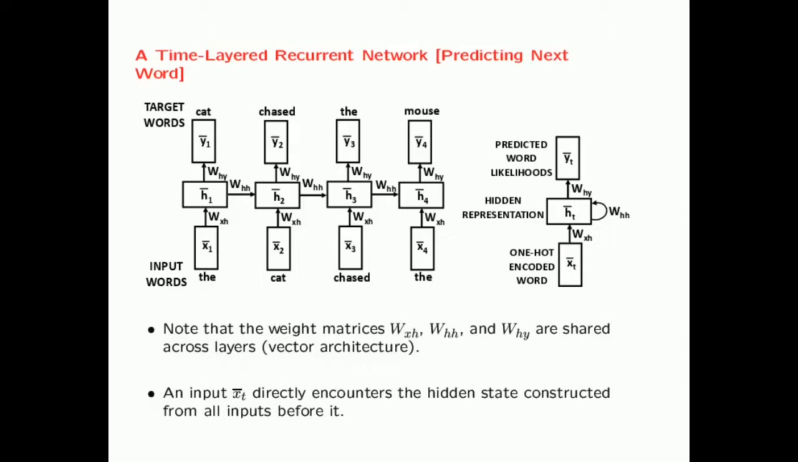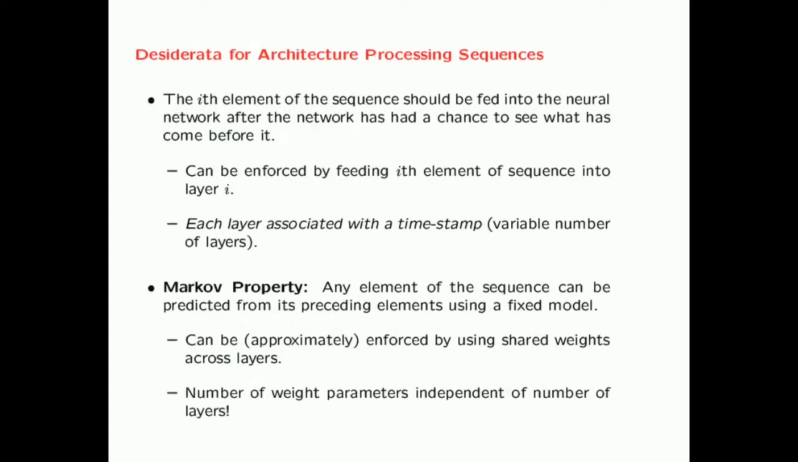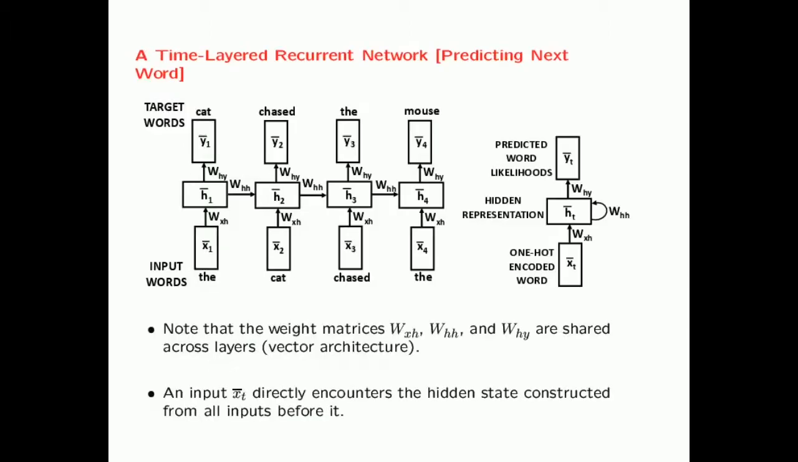So this is like language modeling, because if you see the Desiderata, you see the Markov property. Any element can be predicted from its preceding elements using a fixed model. So the shared weights ensure that property, that every position is treated in a similar way. And if you look at an input xt, unlike a conventional neural network where all the inputs are in the first layer, here an input directly encounters the hidden state constructed from all the inputs that occur before it.